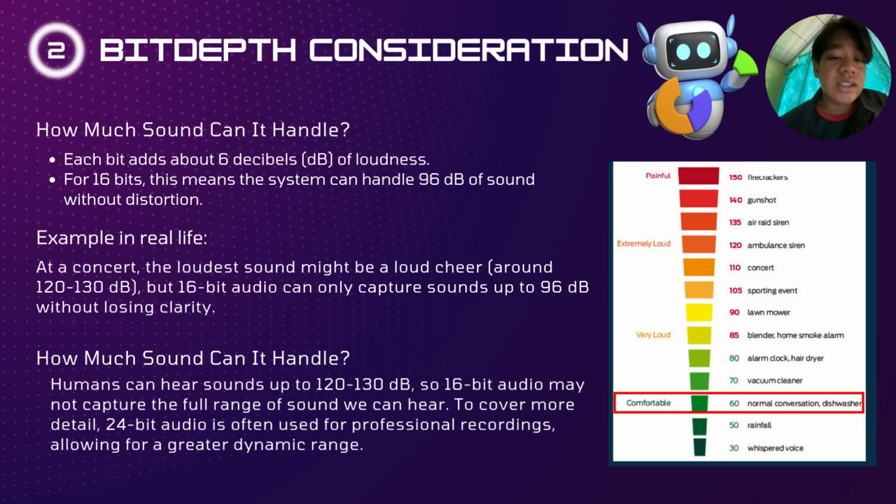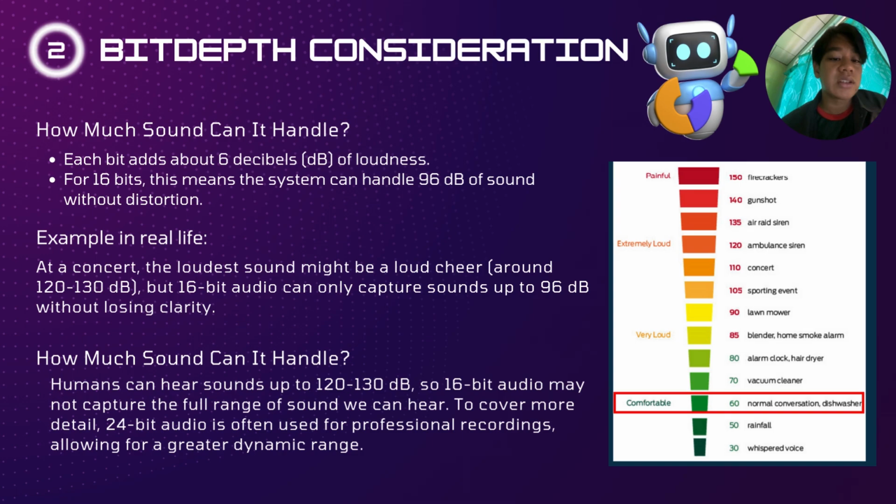So how much sound can it handle? Each bit adds about 6 decibels (dB) of loudness. For 16 bits, this means the system can handle 96 dB of sound without distortion. For example, at a concert, the loudest sound might be a loud cheer, around 100 to 130 dB, but 16-bit audio can only capture sounds up to 96 dB without losing clarity.